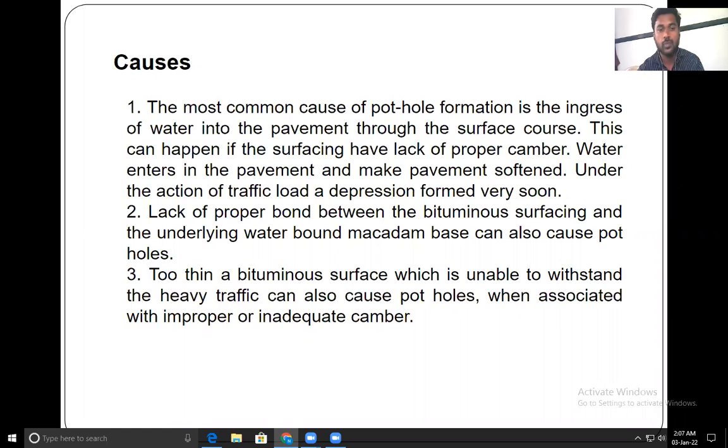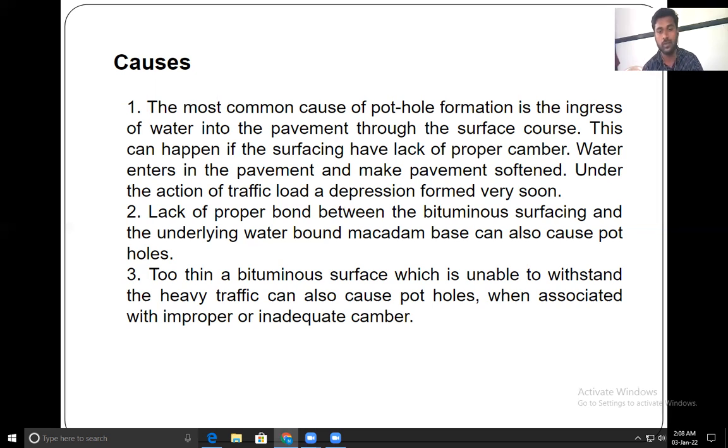The lack of a proper bond between the bituminous surface and the underlying water-bound macadam base can also cause potholes. Another reason for the formation of potholes is that there is not proper bonding between the different layers. For that purpose we provide the tack coat and prime coat, to have proper bonding between the layers. If that bond is not proper, then also there is a chance of potholes.